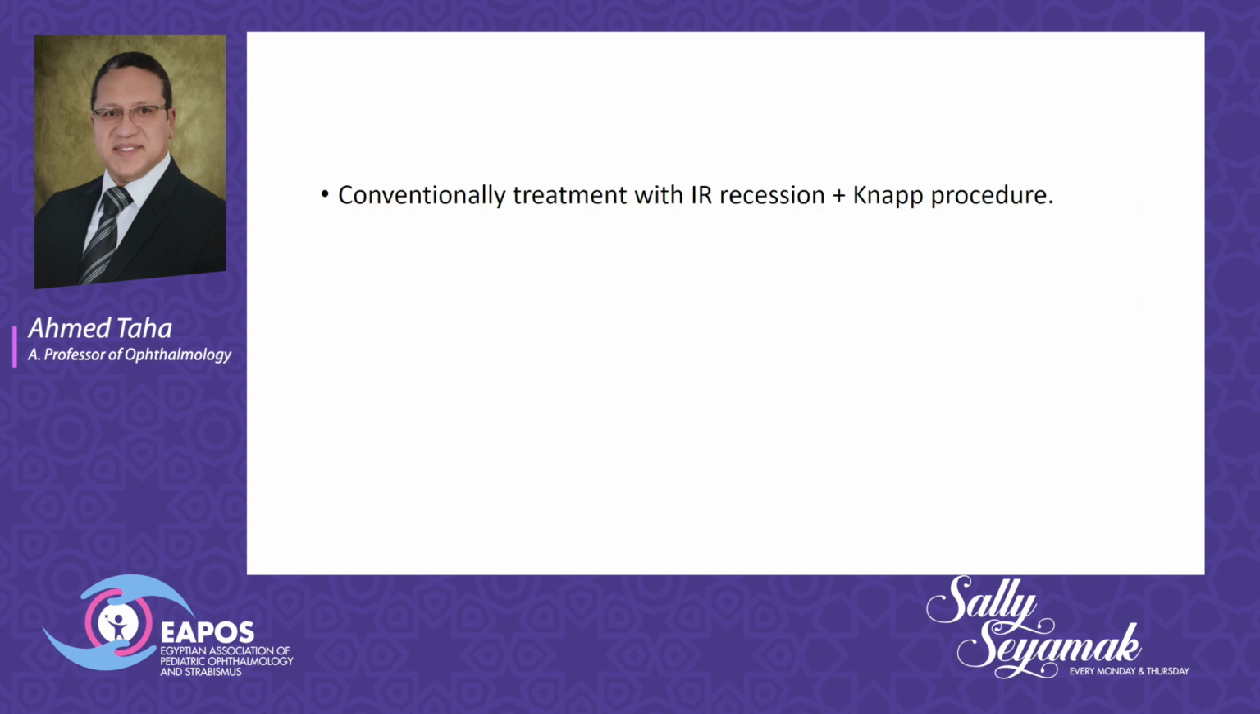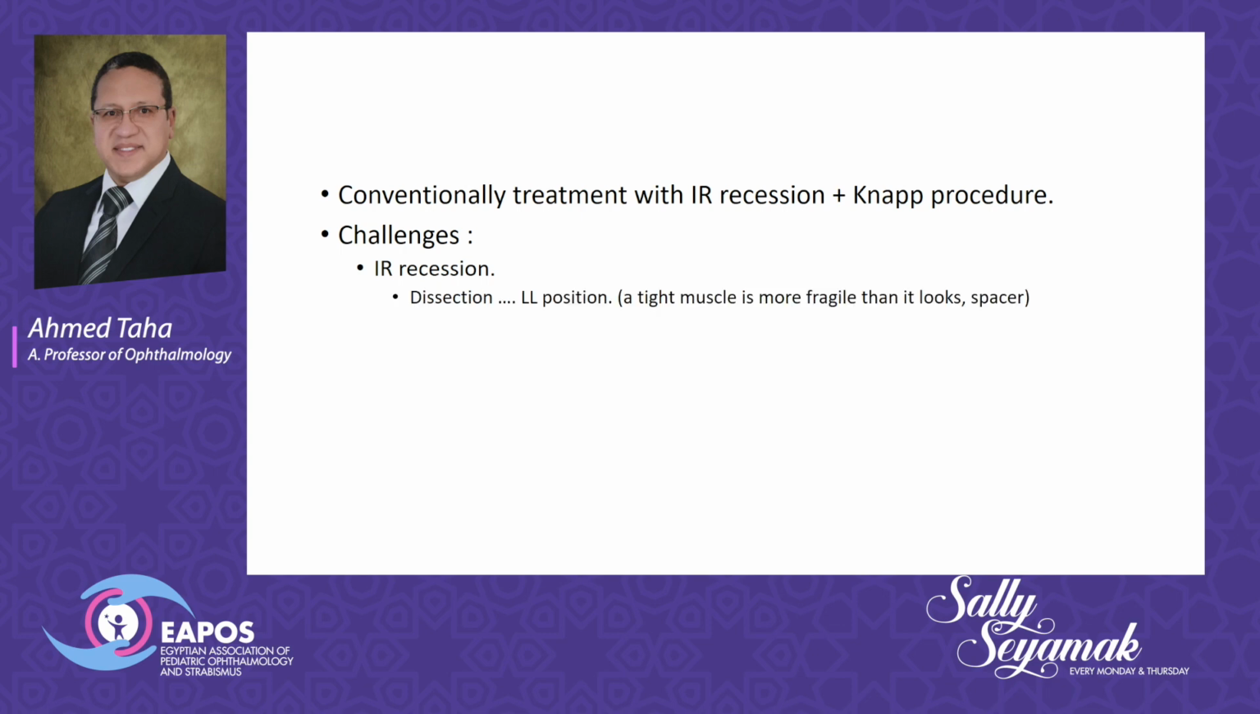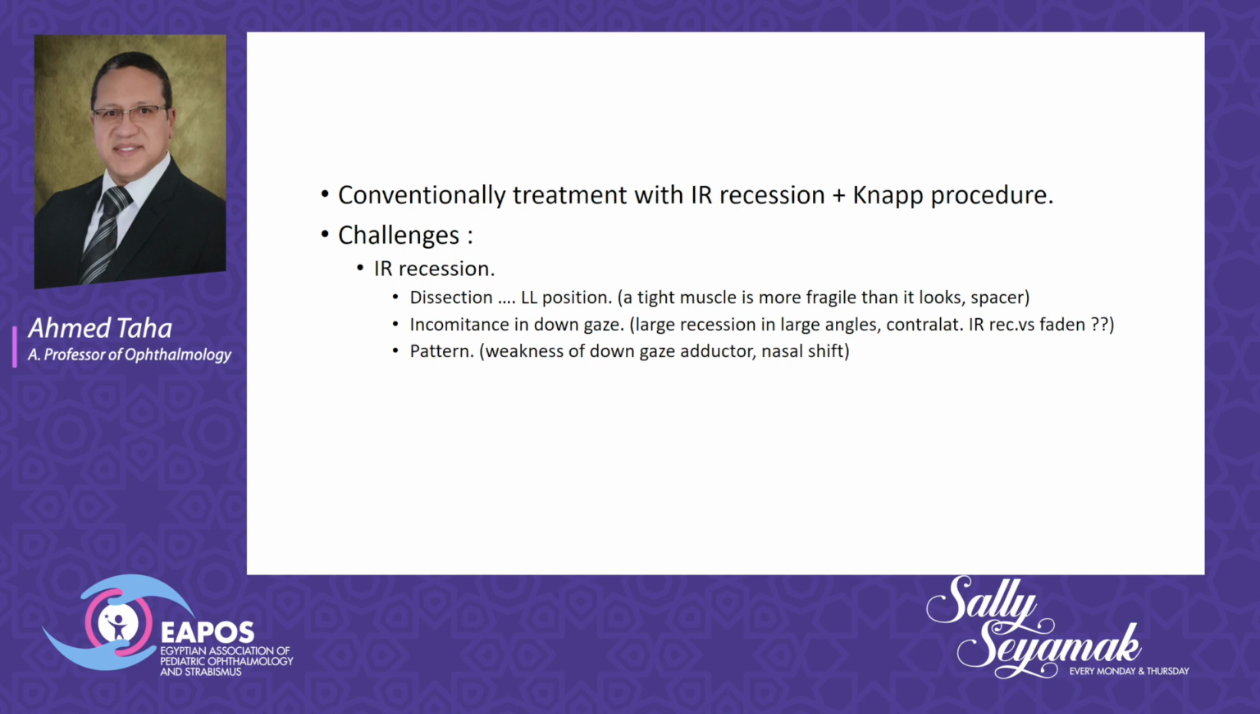Conventionally, treatment is with inferior rectus recession and NAP procedure. However, this treatment is full of challenges. Regarding inferior rectus recession, improper dissection, as a tight muscle is more fragile than it looks, greatly affects the lower lid position, producing lower lid retraction, which could be treated by putting a spacer. Incompetence in down gaze due to large recession in large angles could be treated by doing a contralateral inferior rectus recession or FADN. Pattern changes due to weakness of down gaze adductor could be prevented by doing a nasal shift during recession.